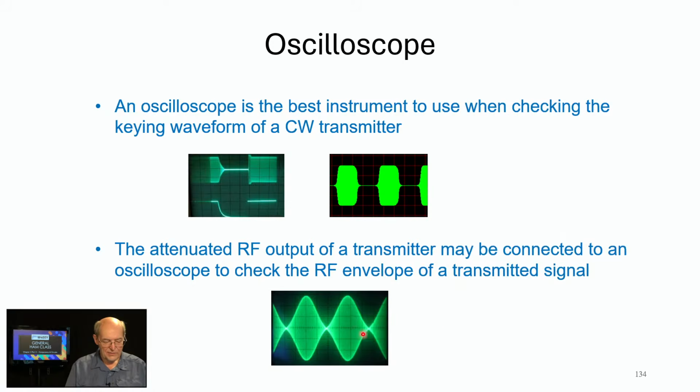But then you can actually see what's going on with your transmitted audio. This would be the RF, the bright green, and the humps. This would be a sine wave modulating an RF carrier. And you can tell if it's distorted, if it's flat topped, or if it's over or under modulating by what you see in the display.